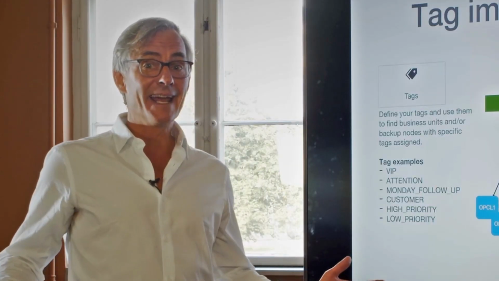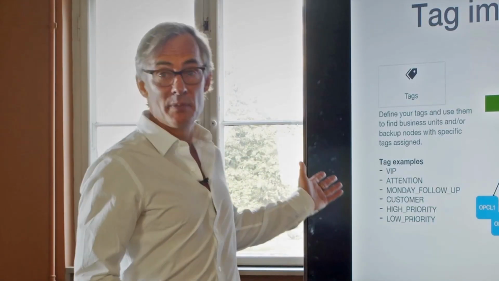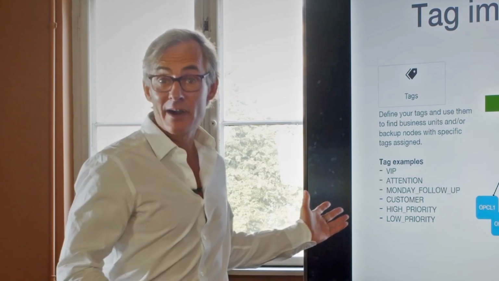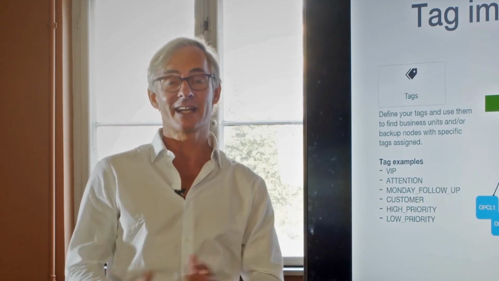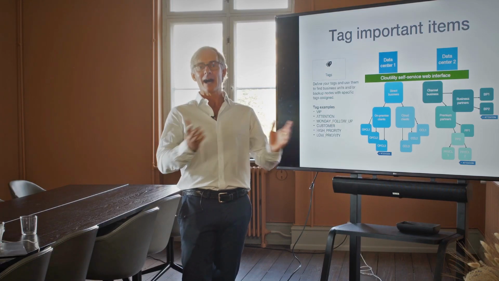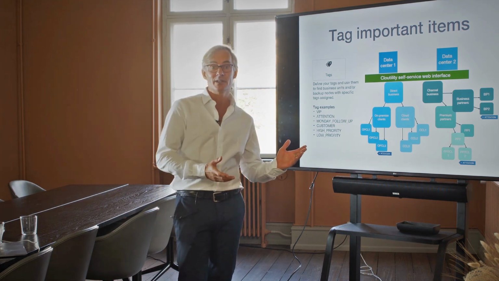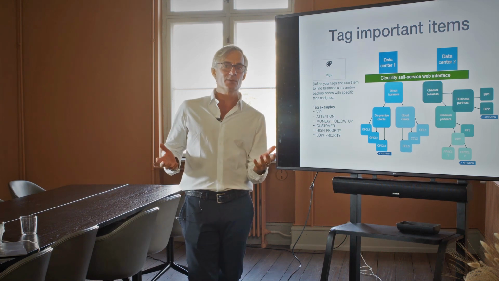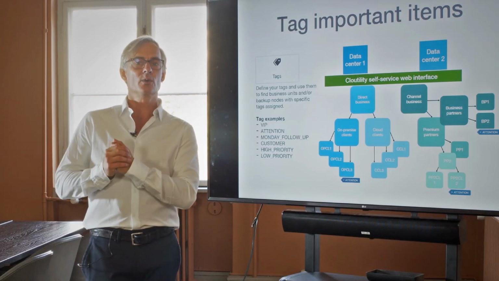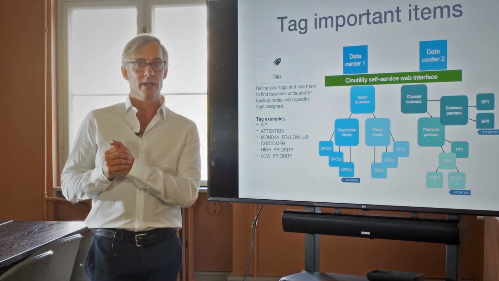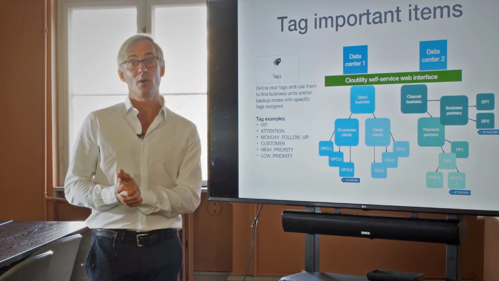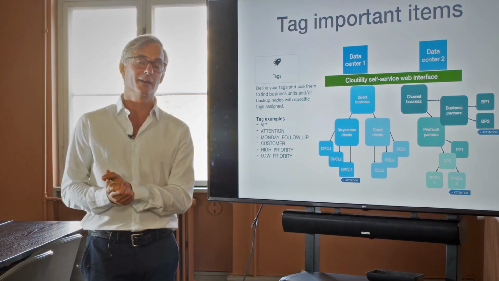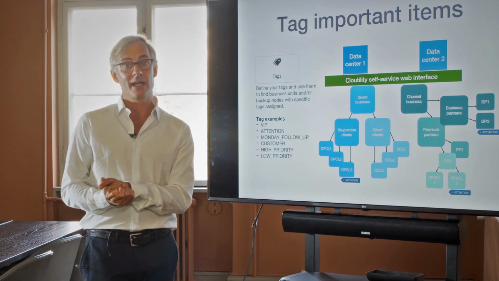You can create any tags you need. That could be like VIP, attention tags, high priority tags, low priority tags. And now you can tag or mark all of your backups or business units. After having tagged your items, you can use the built-in search engine in Cloutility to actually find items with special tags. You can also filter your reporting with tagged items, or you can even exclude items from reporting by excluding certain tags from reports.